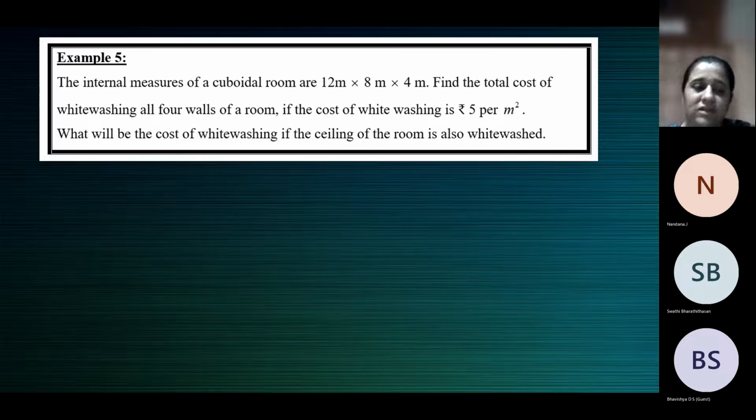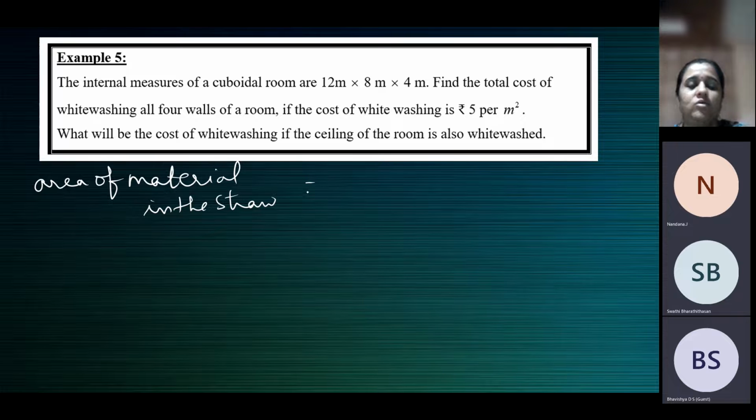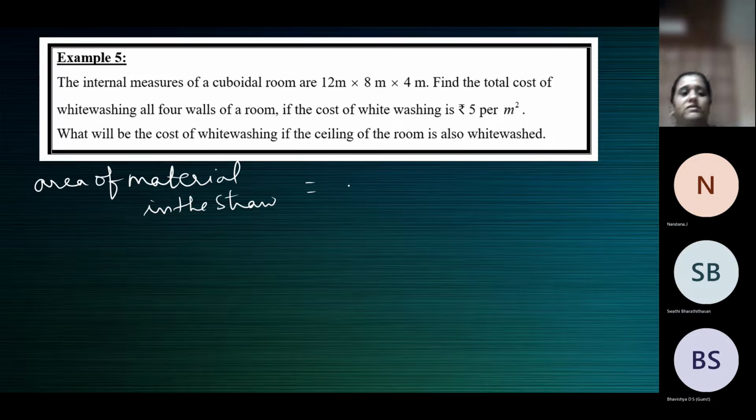Okay, so let me ask you again. What is the area of material used to make the straw? Area of material in the straw? Ma'am, 2 pi RH. No, look into your book. The area of material in the straw. Area is only along the CSA. Top circle and bottom circle are open.